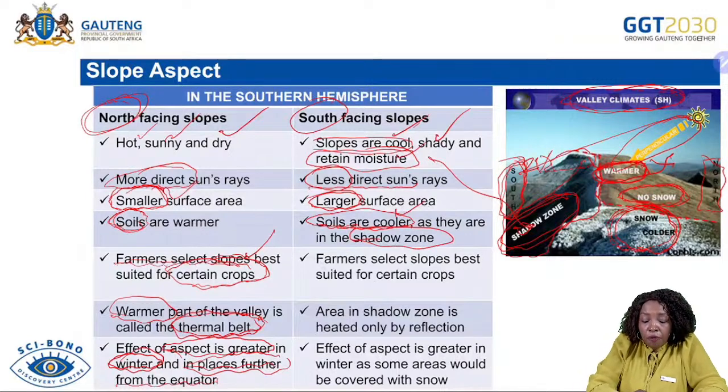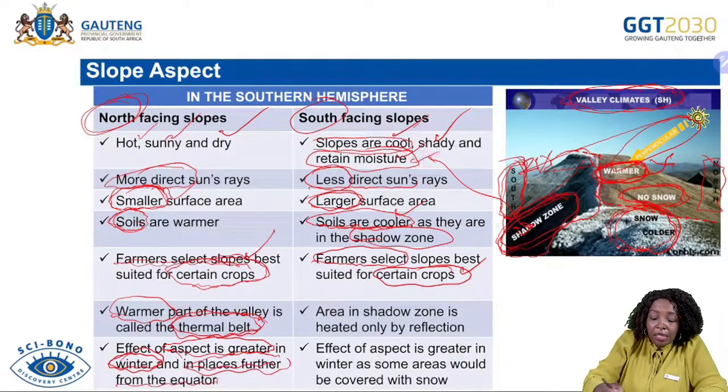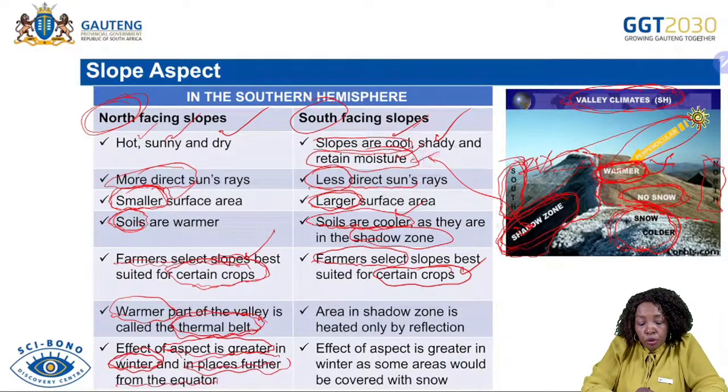Also here, the farmers need to be considerate of the type of crop that they can grow in this particular slope, because they have to take into account which crops can survive the cooler temperatures, and which crops can survive the moisture that would be retained in those particular slopes.